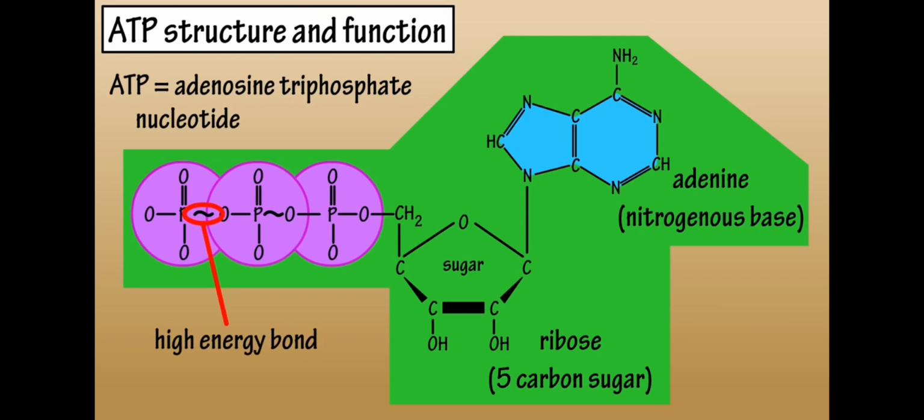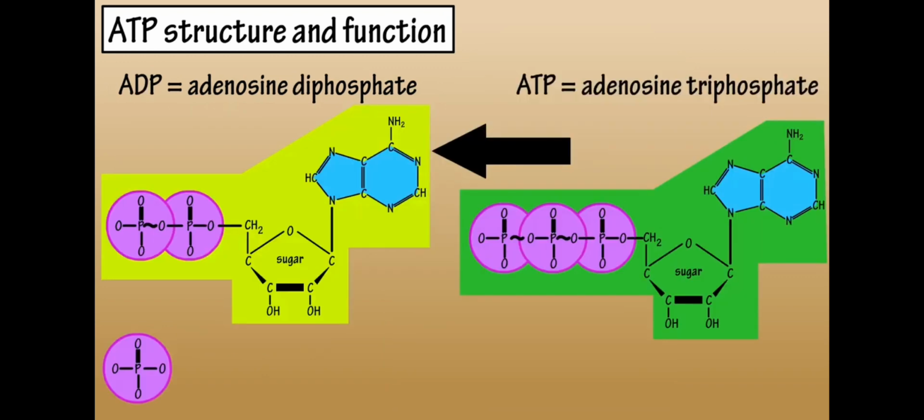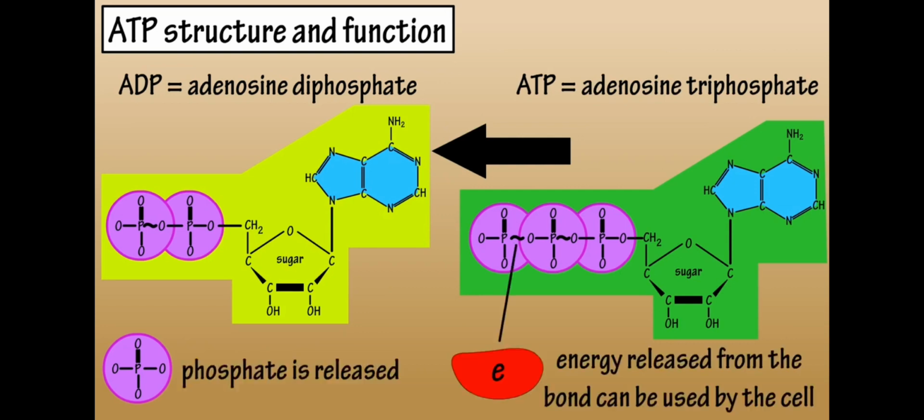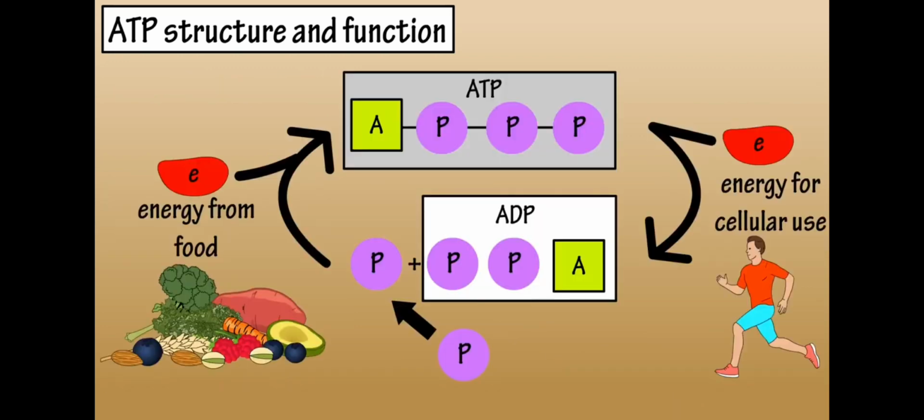When this bond is broken during chemical reactions, ATP becomes ADP, or adenosine diphosphate, and a phosphate is released. The energy released is used by the cell for cellular functions. The ADP and phosphate can, with the help of energy from food, be resynthesized into ATP, as you can see here in this illustration. So this process is similar to a rechargeable battery.